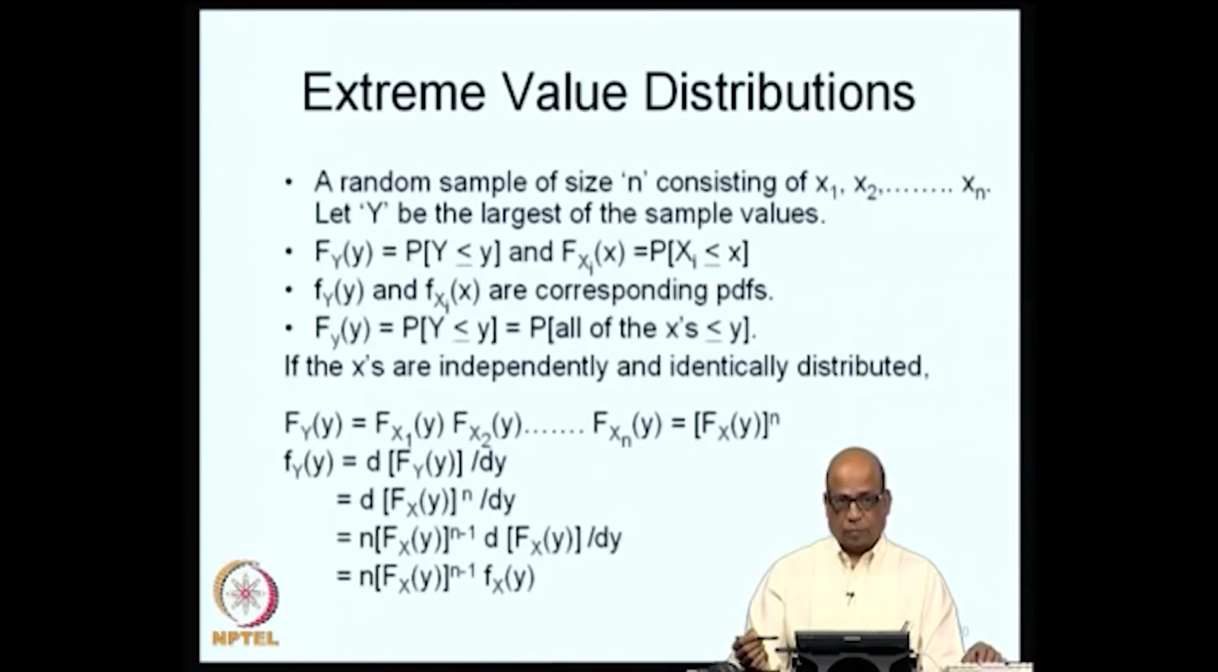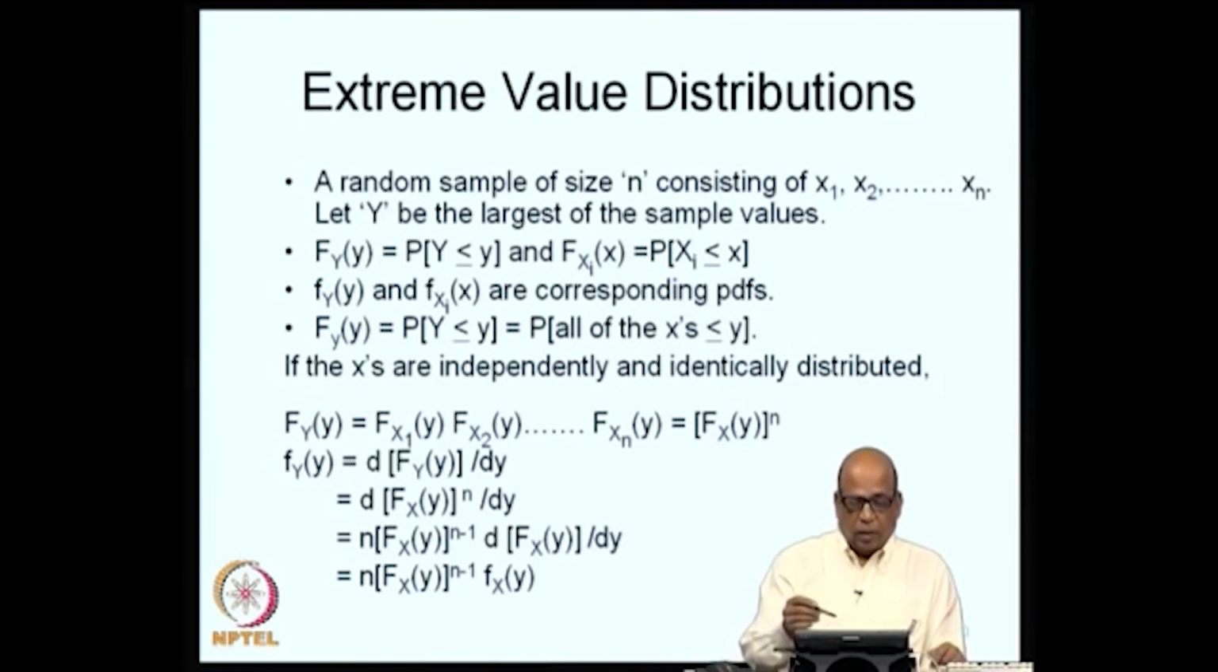Often, however, we may not know the parent distribution from which the sample has been obtained, and that poses a difficulty in talking about the probability distributions of the extreme values themselves. Let us look at this example now, where we are talking about a random sample consisting of x 1, x 2, etcetera x n. If we denote y as the largest of the sample values, that means you have some n values in the sample and y is the largest value.